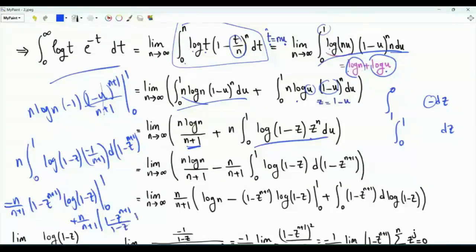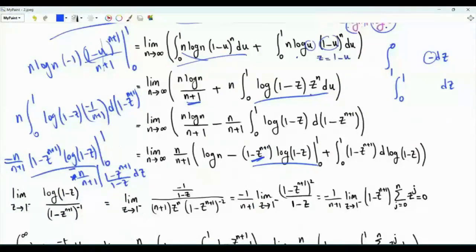So this will give us 1 over 1 minus z times minus 1. If we put z equal to 0, there is no problem. We have 1 minus 0, log(1 minus 0), log 1 is equal to 0. But if z approaches 1 from below, this guy goes to 0. Log(1 minus z) tends to minus infinity. So what is the limit as z tends to 1 of log(1 minus z) times (1 minus z)^(n+1), or we can divide by ((1 minus z)^(n+1))^(-1). Again, the numerator tends to minus infinity as z tends to 1 from below.